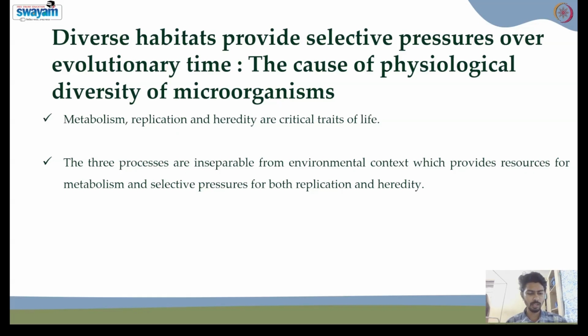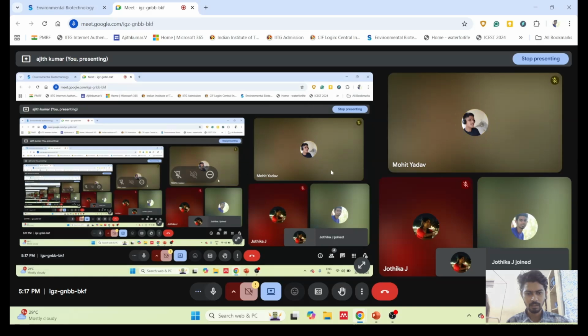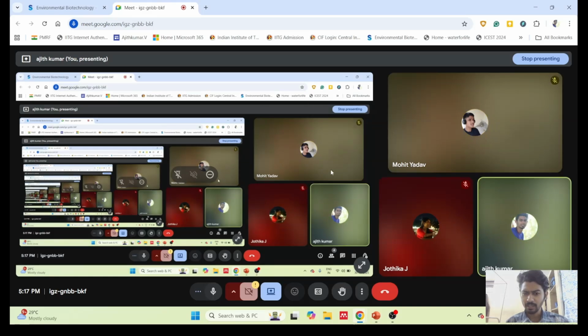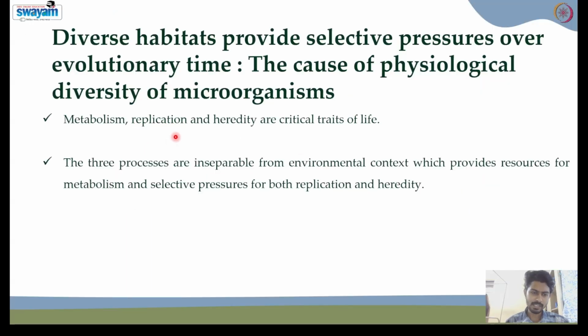Sir, is there any RNA factor in this as well? Like what? RNA in replication? Yes, it includes RNA also. To give an example of that, I have given DNA replication.